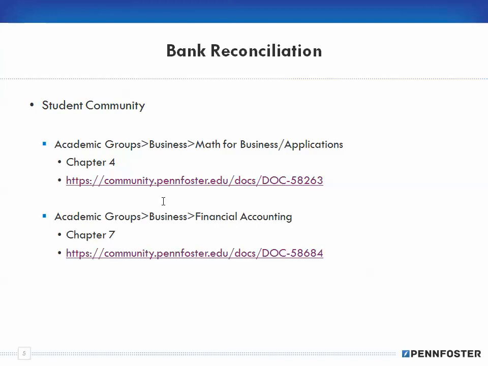Okay, you can read about how to do this in the chapter, but the vast majority of students taking financial accounting have already had math for business and finance or math applications. Okay, so doing the bank reconciliation is not new. If you had it in that subject, you should be able to do this in this chapter. So this here is a repeat of information that is important.